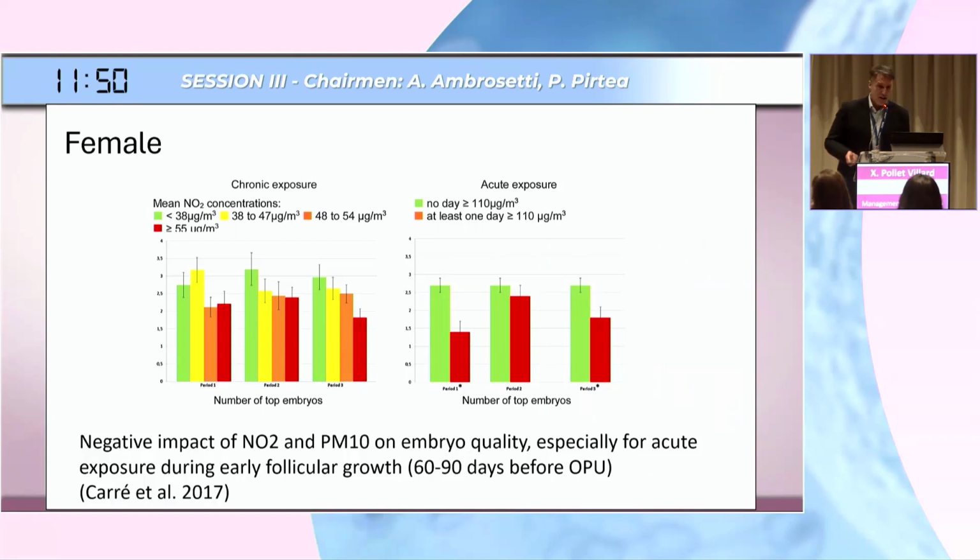In the female, I found one study focusing on embryo quality, a study from Carré in 2017. It was demonstrated that there was a negative impact of NO2 and particulate matter 10 on embryo quality, especially for acute exposures during early follicular growth, i.e. 60 or 90 days before oocyte pickup.